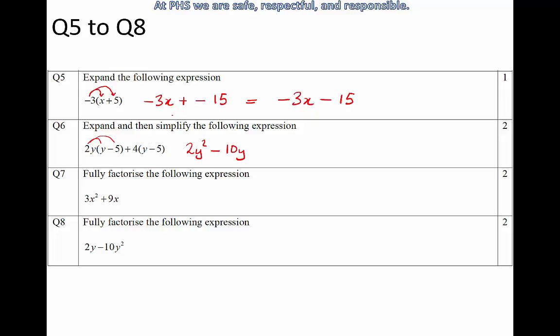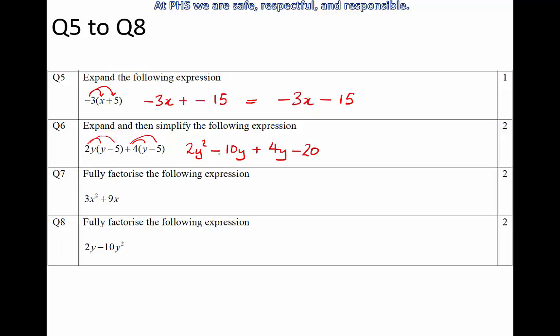Now you see, I sort of skipped a step there. So instead of writing the minus and then doing that, I just combined them there. So moving on to the next part, we've got plus 4 times y and 4 times minus 5. So 4 times y gives me 4y, and 4 times minus 5 gives me minus 20.